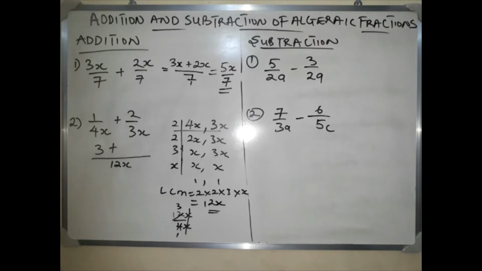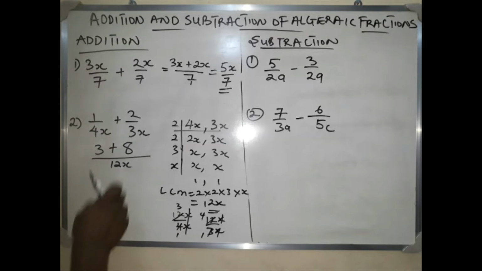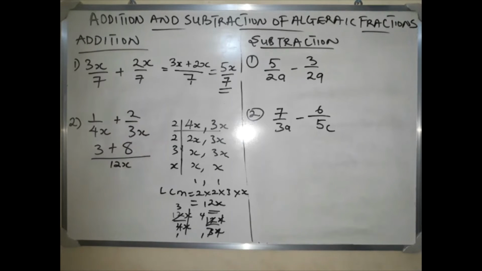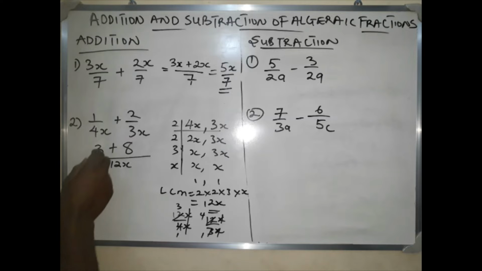We now do the same thing here. We now say 12x divided by 3x. X divides x, and then 3 divides 12 will give you 4. 4 times 2 will give you what? 8. So now we have 3 plus 8 all over 12x.